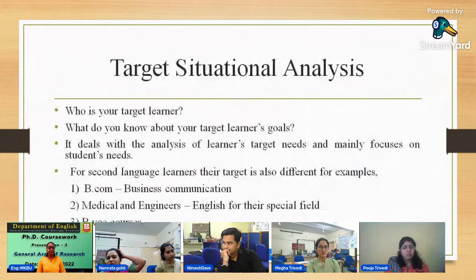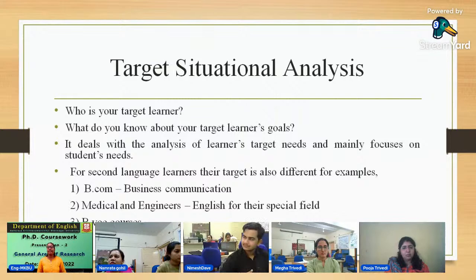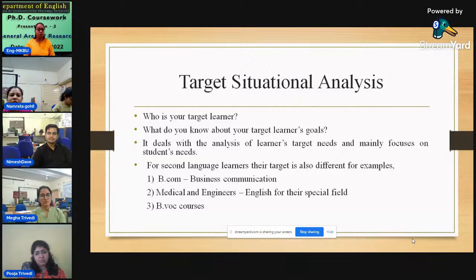Second point is the target situational analysis. First, we should decide the need, and then what the target of our students is. Who are your target learners? What do you know about your target learners' goal? These are the basic questions. As an English teacher, we should first think about this. It deals with the analysis of a learner's target needs and mainly focuses on the student's need.